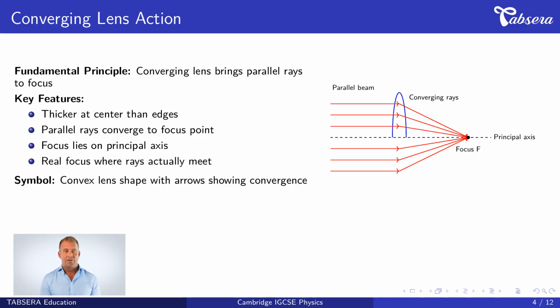The diagram illustrates this clearly. Notice how parallel rays on the left enter the lens and bend towards the principal axis, meeting at the focus point F on the right. This convergence is the defining characteristic of a converging lens.